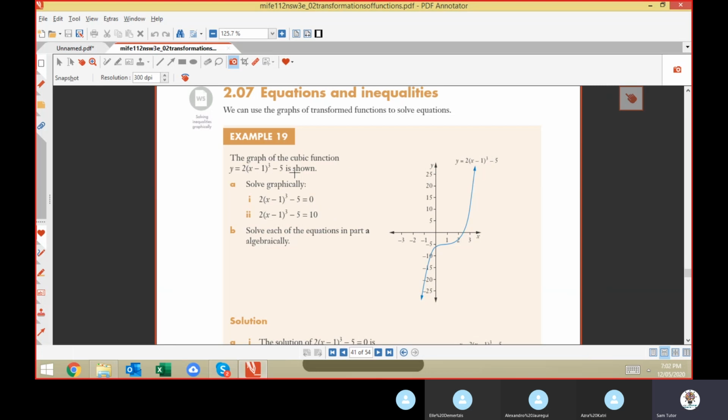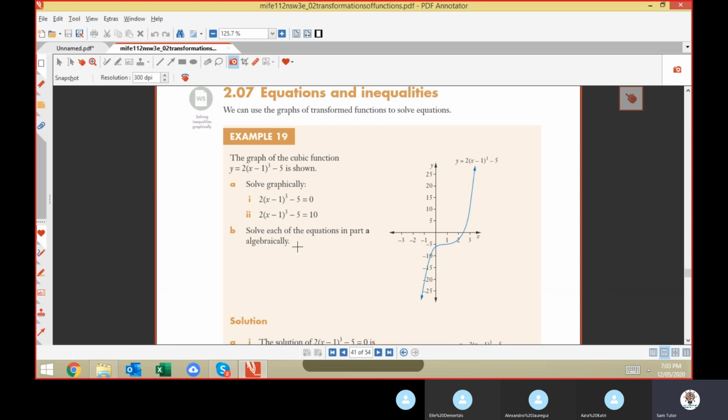So the graph of the cubic function is shown. Solve graphically. That just means find where it equals 0. So that's just like 2.5 or something. Solve it for equals to 10. For 10, you just find where it is, which looks like it's at 3.